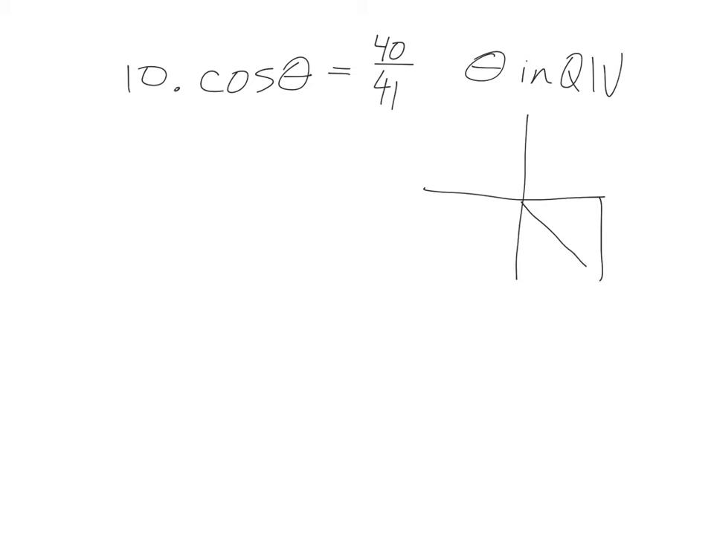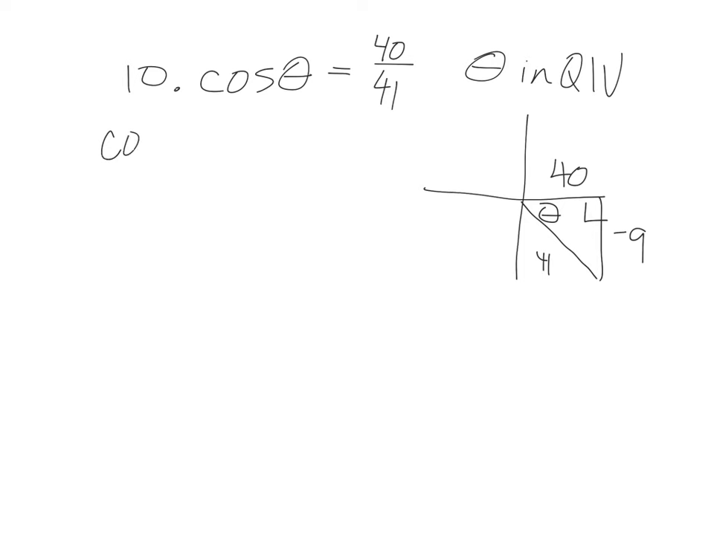So if I have theta in quadrant 4, just a quick reminder, you always go over x, down y in terms of making your triangle correct. Cosine's adjacent over hypotenuse, so adjacent's 40, hypotenuse is 41. That's a 9, 40, 41. Doesn't come up that often, so you always use the Pythagorean theorem. It's going down, so it's negative.